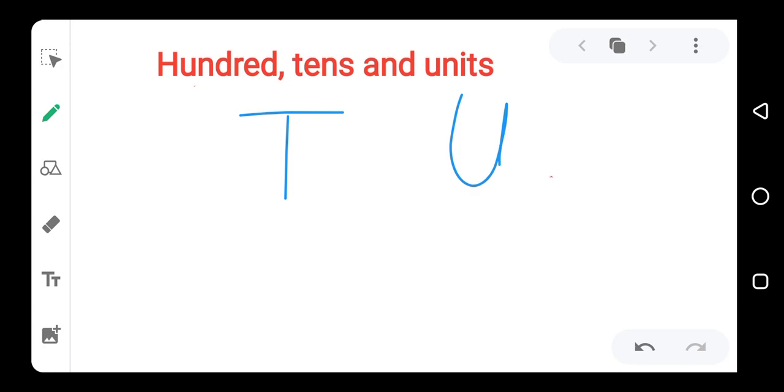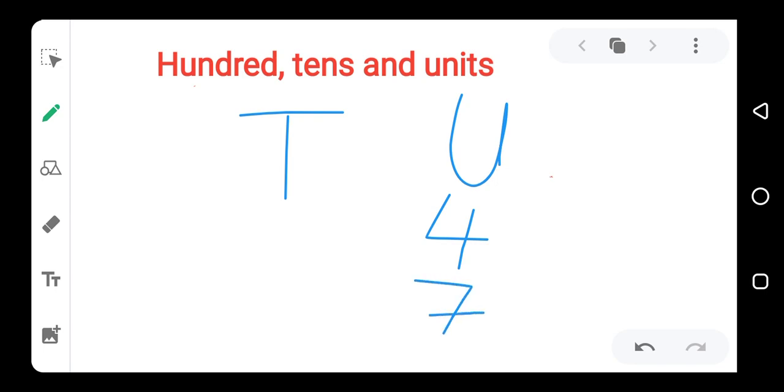if we have 4, where are we going to put it? We are going to put it under units because it has only 1 digit. If you have 7, where are we going to put it? It is going to be under units because it is only 1.